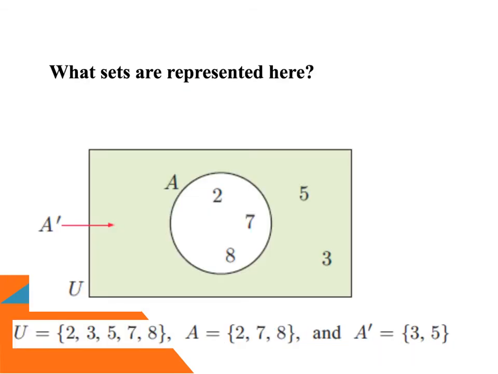The sets that we have represented here are the universal set, which has everything in it: 2, 3, 5, 7, and 8. Then set A just has 2, 7, and 8 in it. And then the complement of A has what's not in set A, which is 3 and 5.